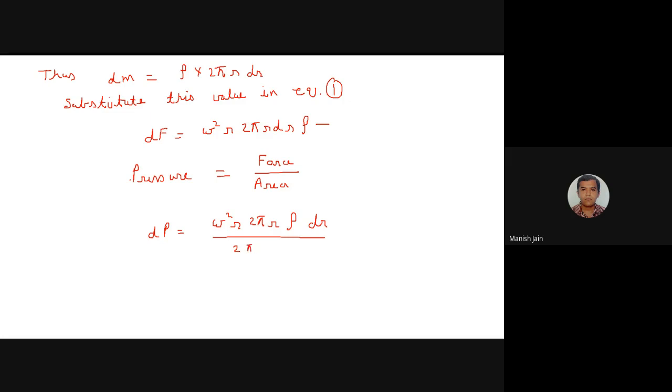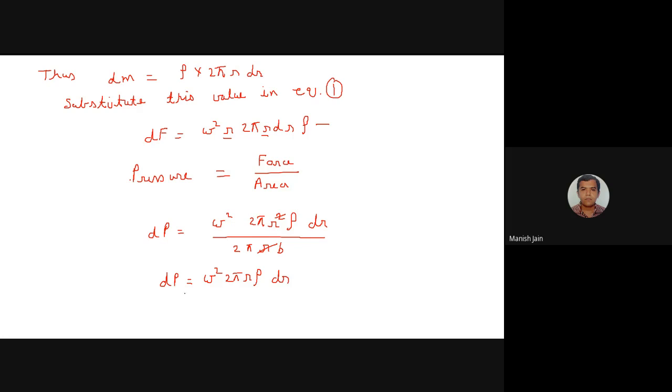Here you have 1r, here you have the double r, so I am writing the r square. So this r will be removed from here and it will become r square. Now here it will be 2 pi r. Now these two r's will be cancelled out, so you will get dp equal to omega square 2 pi r rho dr.